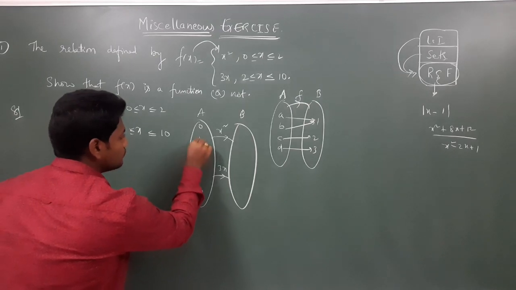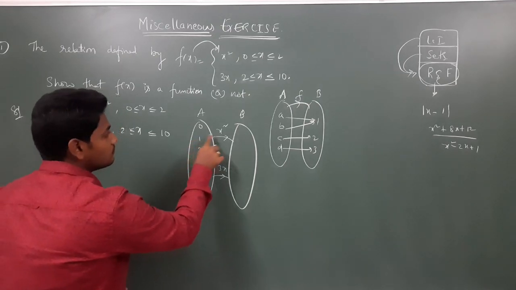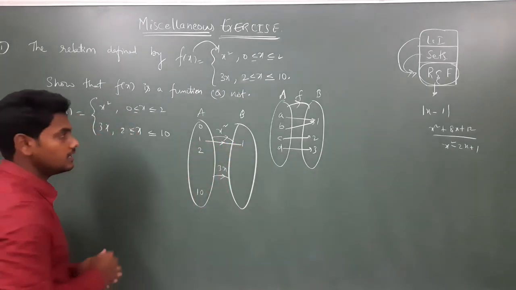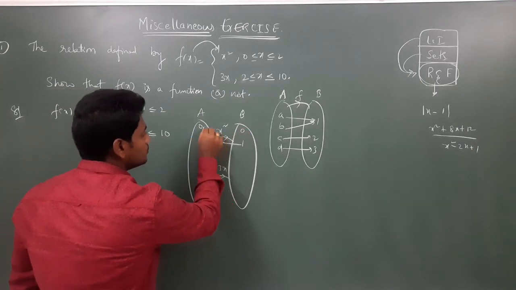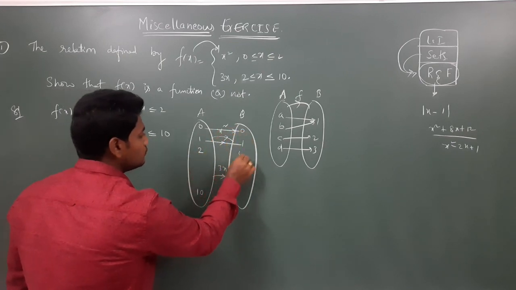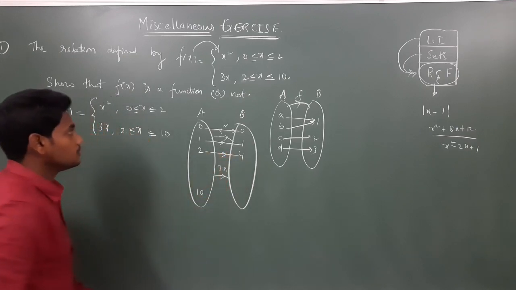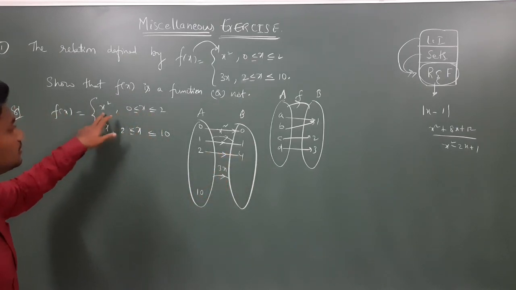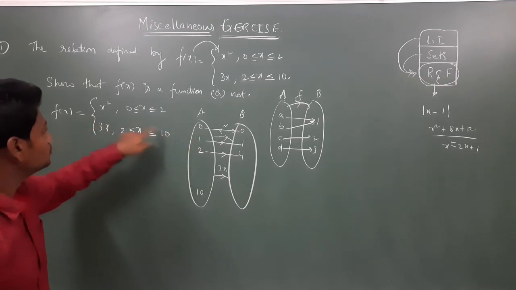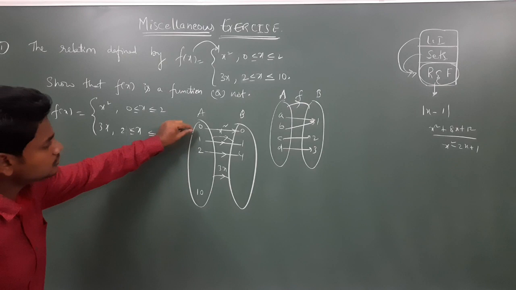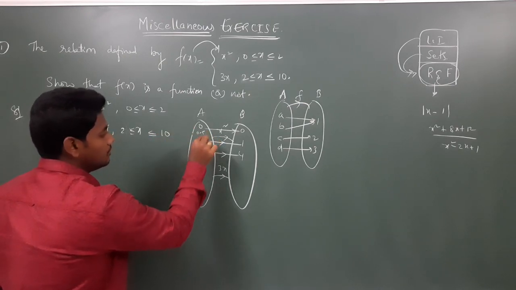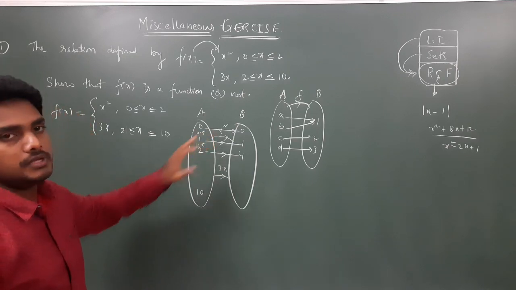So 0 to 10, 1 also will be there. For 1, 1 square is 1, so 1 maps to 1, right? For 0, 0 square is 0, so 0 maps to 0. For 2, 2 square is 4, so 2 maps to 4. So from 0 to 2, the function will be x square, right? F of x means x square. Not only 0, 1 and 2, in between any real number will be there, like 0.5 and 1.5. For all those numbers, the function will be x square.